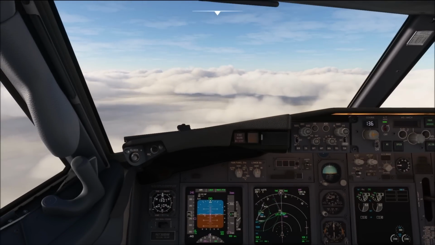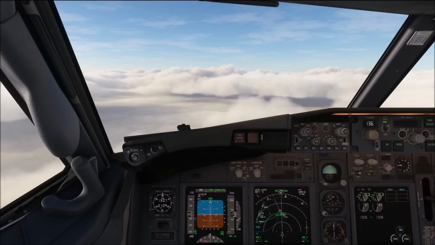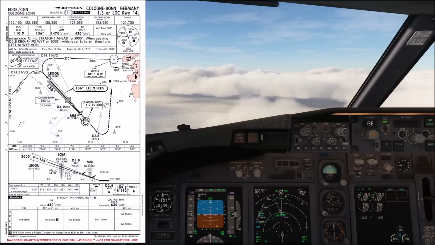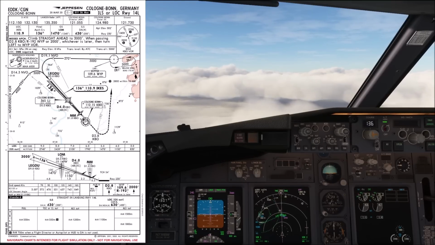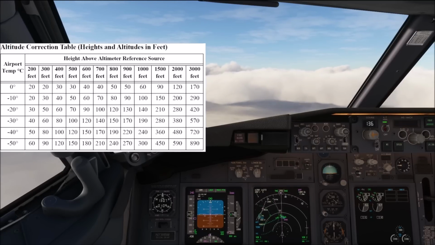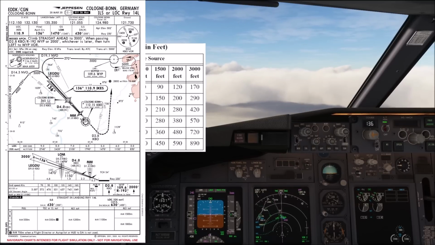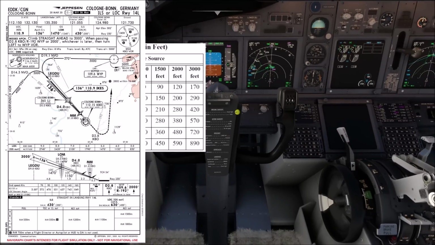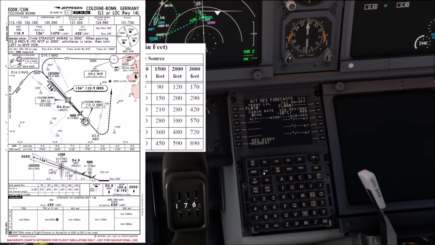So let's quickly talk about the other things that we have to consider in this approach. Once again, this is the approach chart for us today. We can see the highest MSA is still 3,800, so applying the cold temperature corrections that we have used earlier on, we can see our MSA is going to be something in the region of 4,200 feet rounded up. So anything below that does need to be corrected.